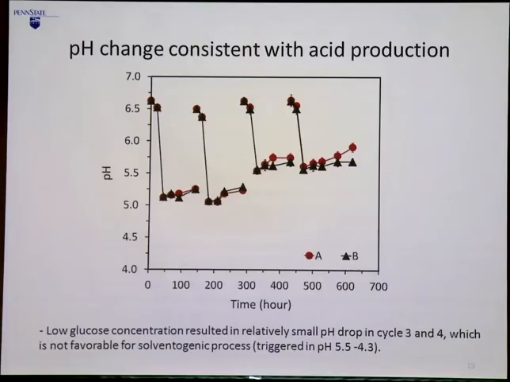The pH change showed that in the first 2 cycles, because of the acid production, the pH dropped to an area where the acetogenic process can switch to the solventogenic process. However, with lowered substrate level and lower acid production, the pH drop in the last 2 cycles was near the edge of the switch from acetogenic to solventogenic.